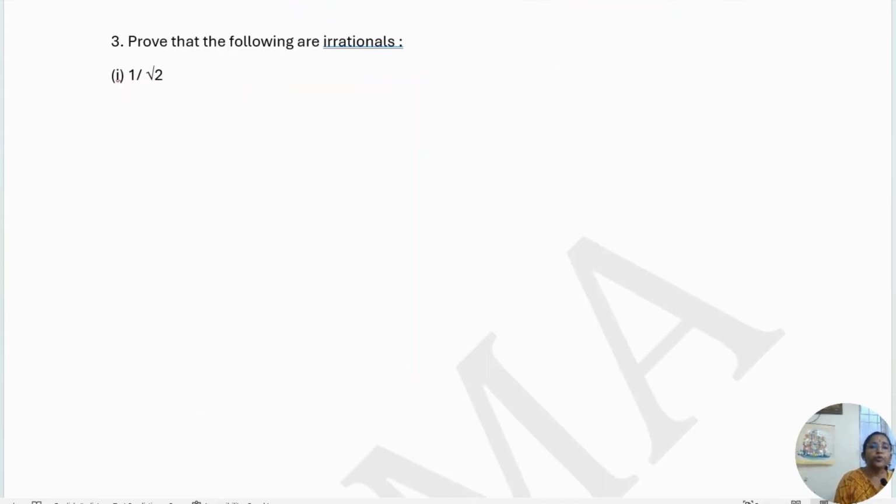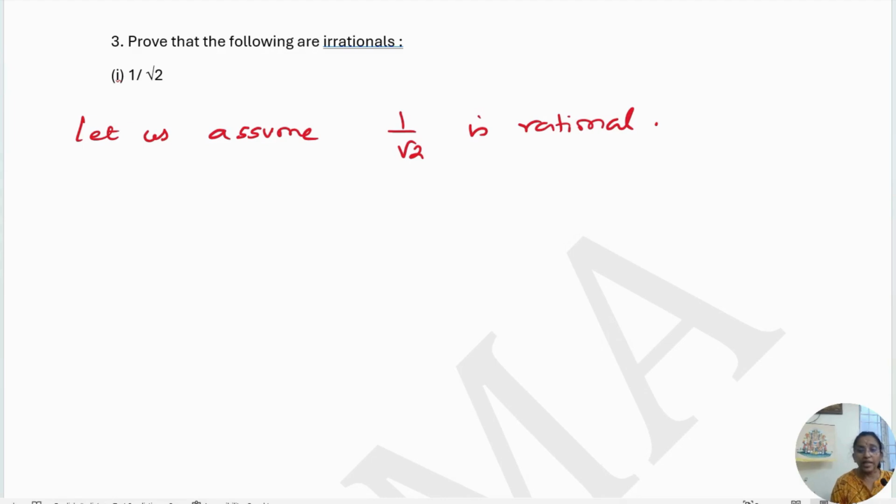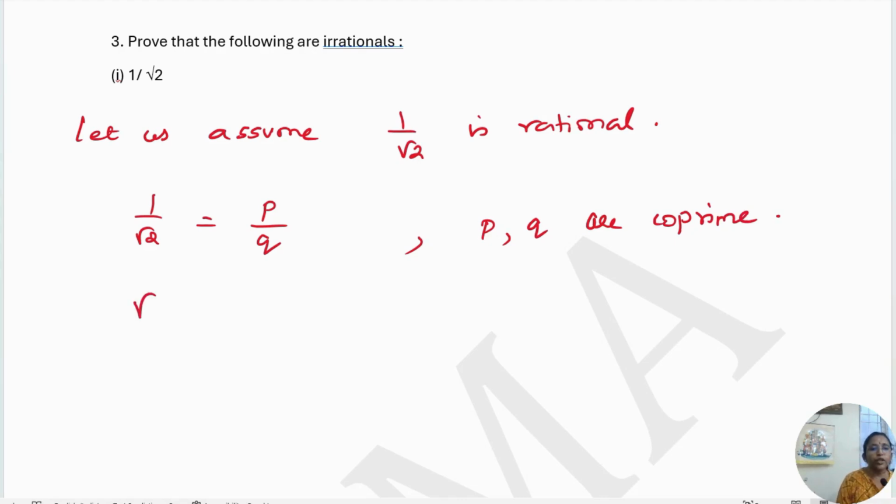Moving to the third question: prove that the following are irrational. In the first subdivision, 1 by root 2. Let us assume the same procedure: 1 by root 2 is rational. Depending upon the mark in the question paper, you can give your lengthy explanation or short explanation. So 1 by root 2 is equal to P by Q, or A by B, whatever, where P and Q are co-prime integers. If we do like this, root 2 is equal to Q by P.